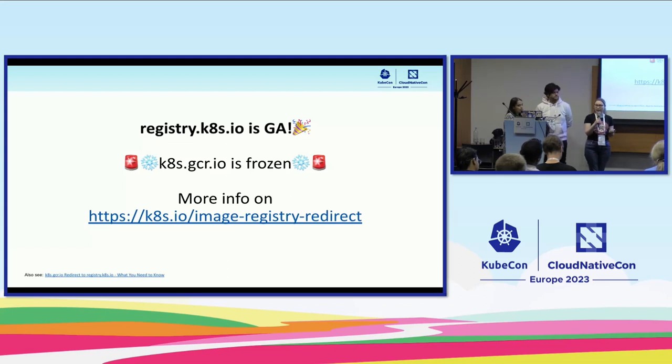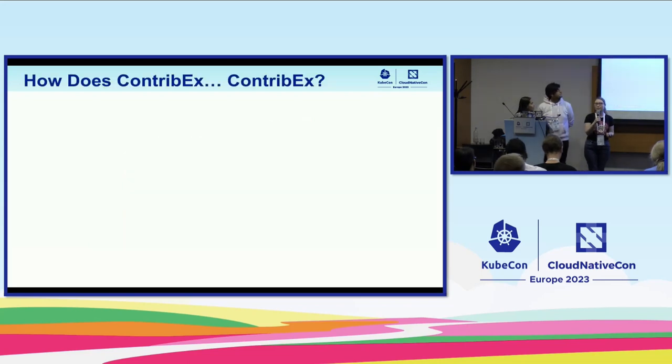We have frozen k8s.gcr.io for some images at least, and you should not expect it to live forever. You should expect that you will need to move to the registry.k8s.io registry at some point. There's a lot more information on our blog about the redirect and the changes that we're doing here. Don't expect it to go away on its own. Please make those changes yourself. They will save you in the long run. If you'd like to ask more questions about that, we can talk about it later.